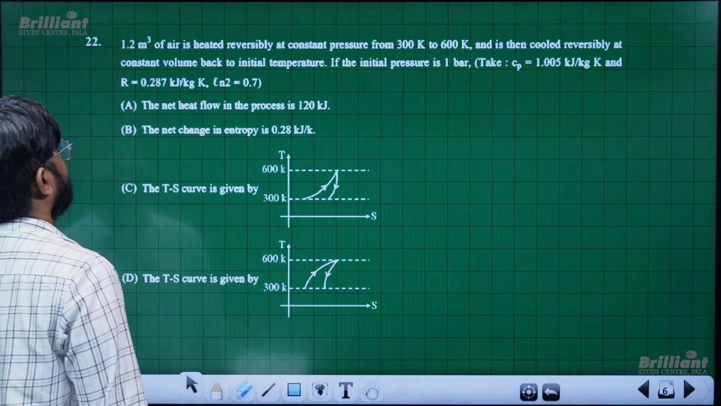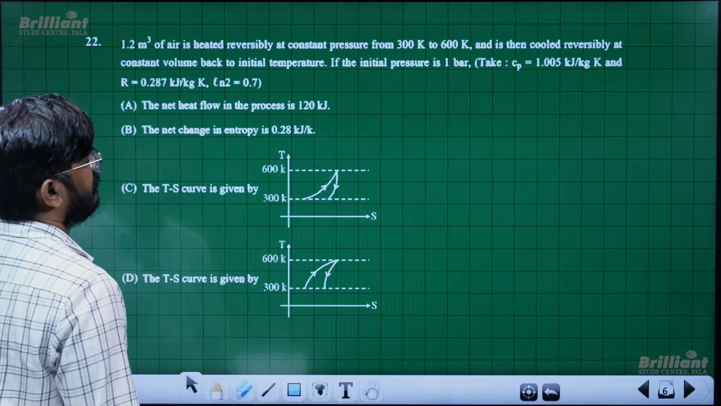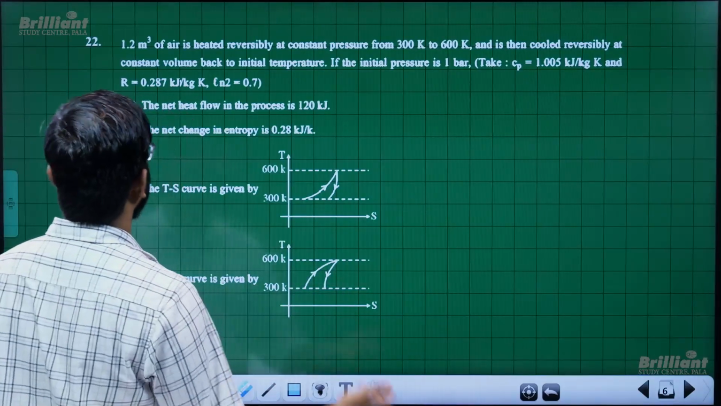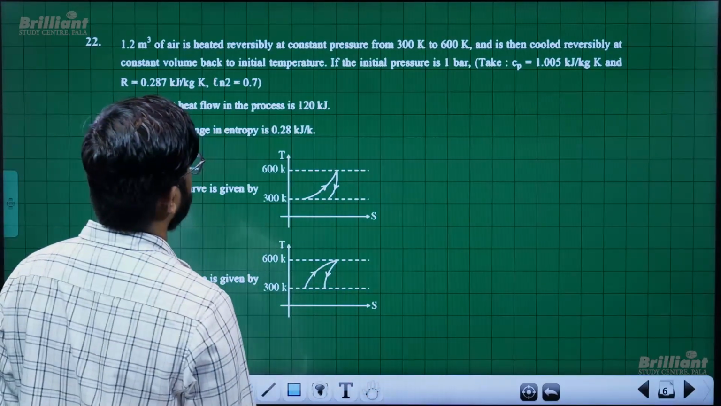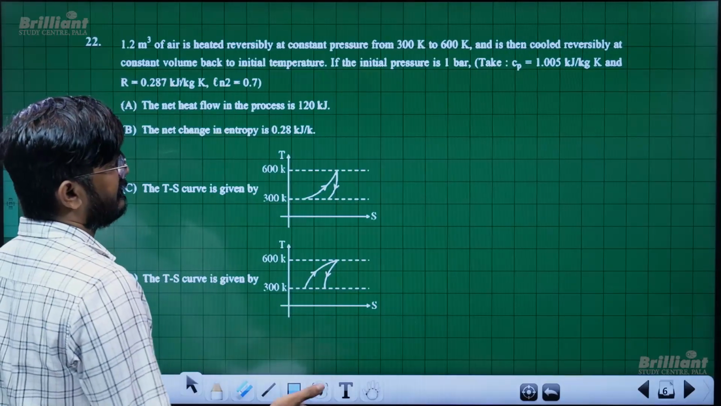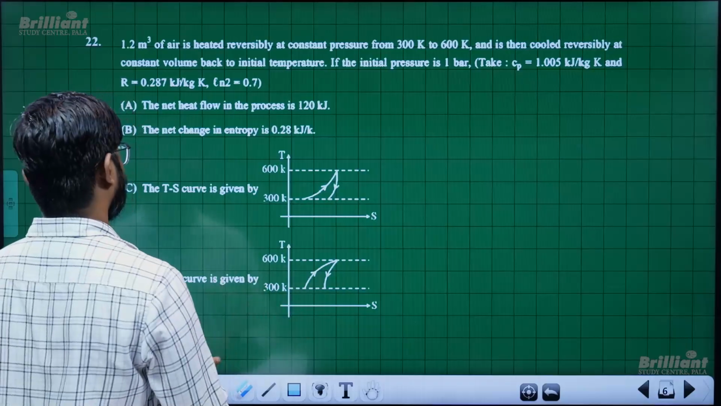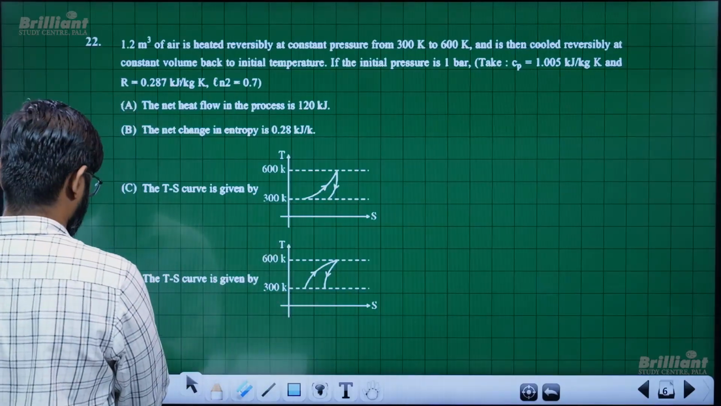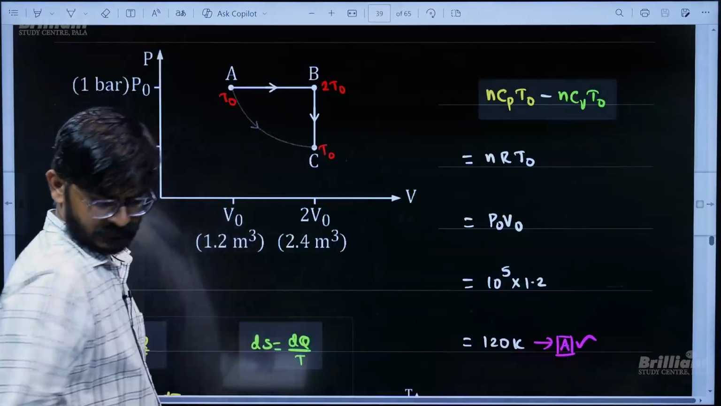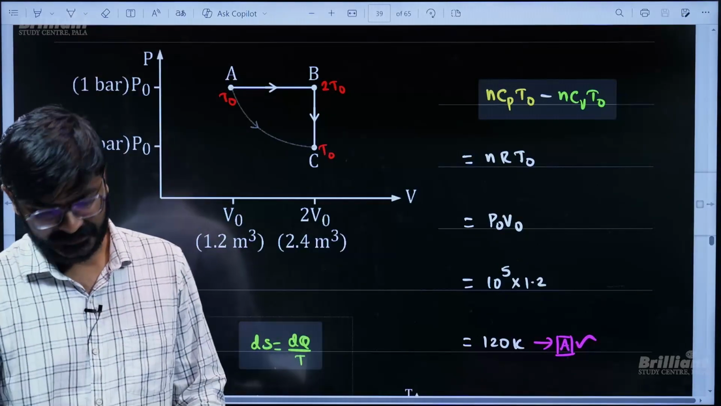1.2 meter cube of air is heated reversibly at a constant pressure from 300 to 600 Kelvin and is cooled reversibly at constant volume to the initial temperature. If the initial pressure is 1 bar, that is 10 power 5 Pascal, find the net heat flow, the change in entropy, and the entropy versus temperature curve. So the first question goes like net heat flow.